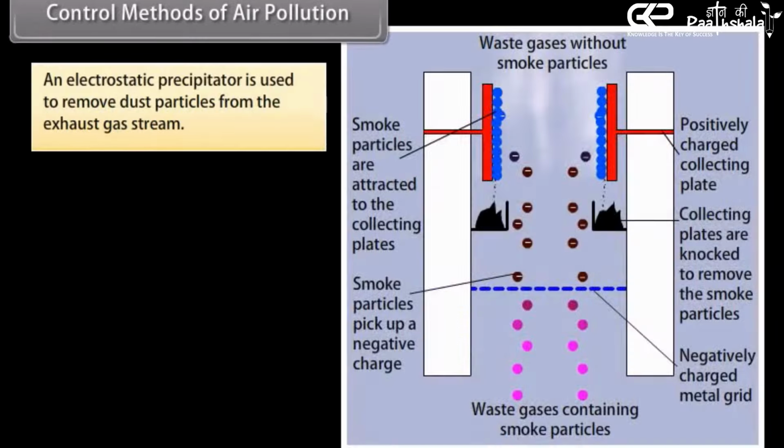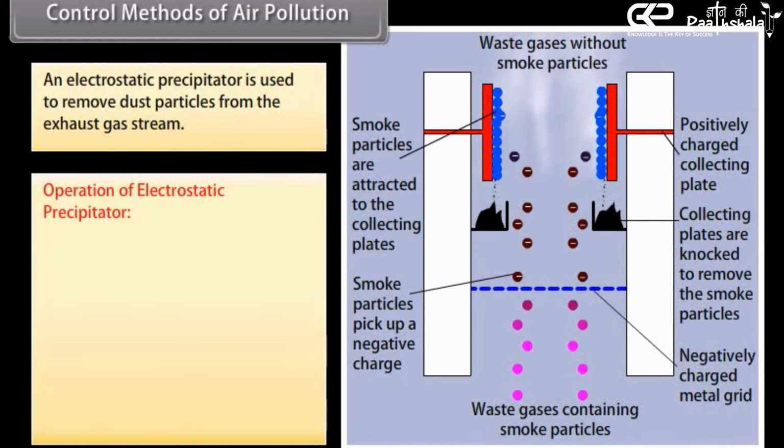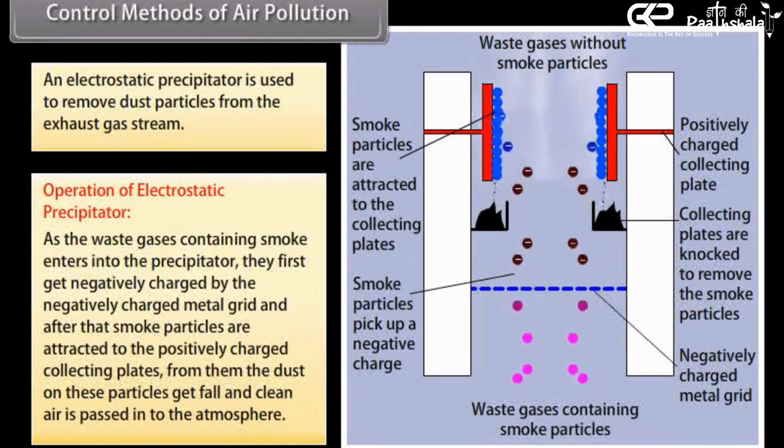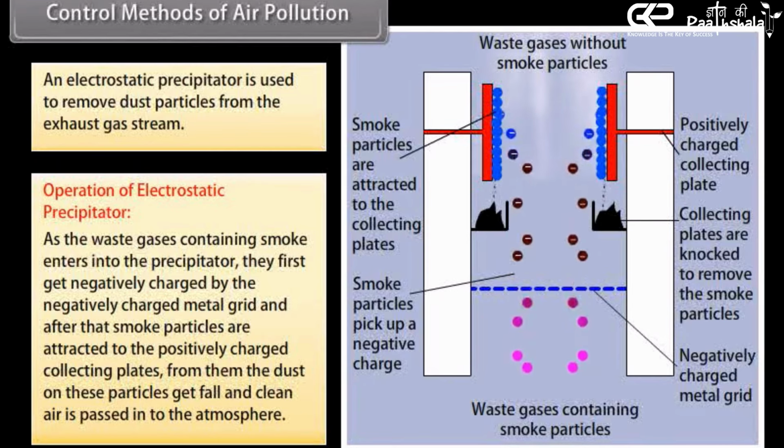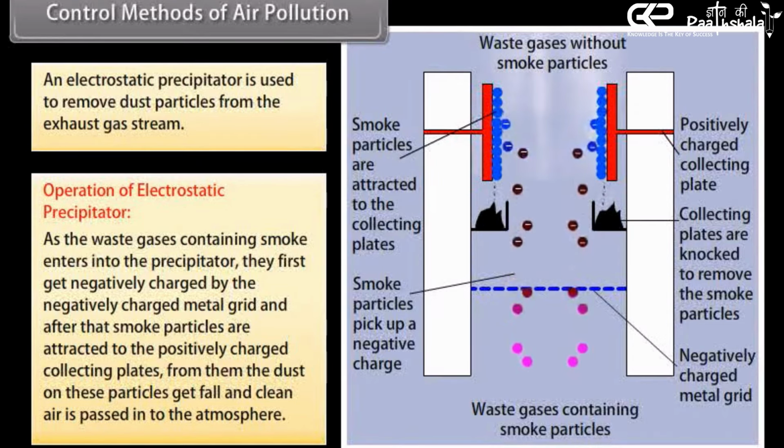Methods of air pollution control. An electrostatic precipitator is used to remove dust particles from the exhaust gas stream. Operation of electrostatic precipitator. As the waste gases containing smoke enter the precipitator, they first get negatively charged by the negatively charged metal grid, and after that, smoke particles are attracted to the positively charged collecting plates. From them, the dust on these particles falls off, and clean air is passed into the atmosphere.